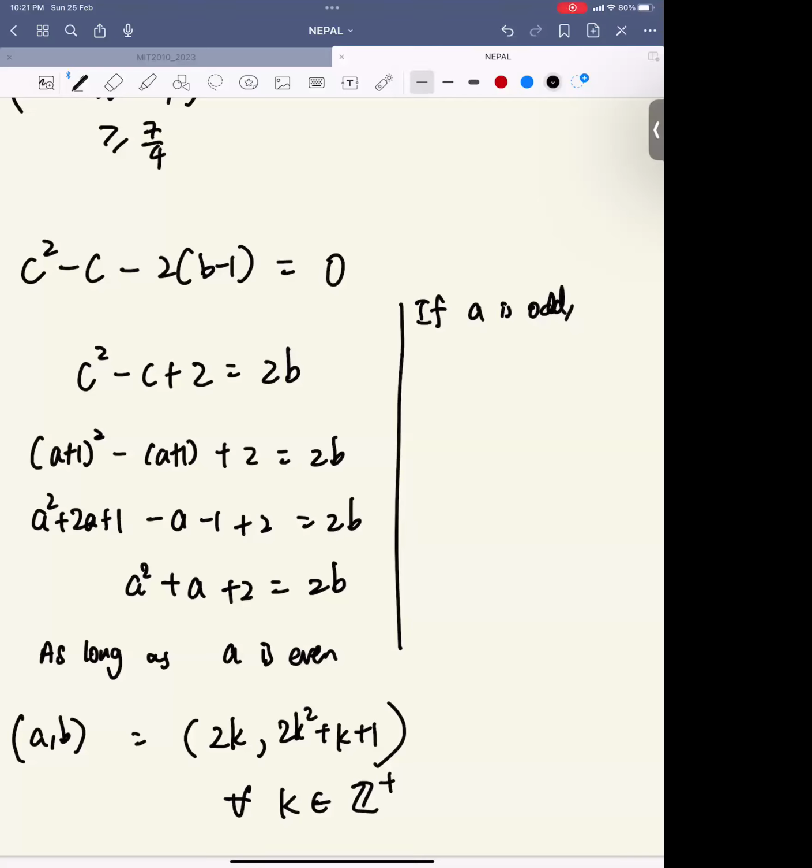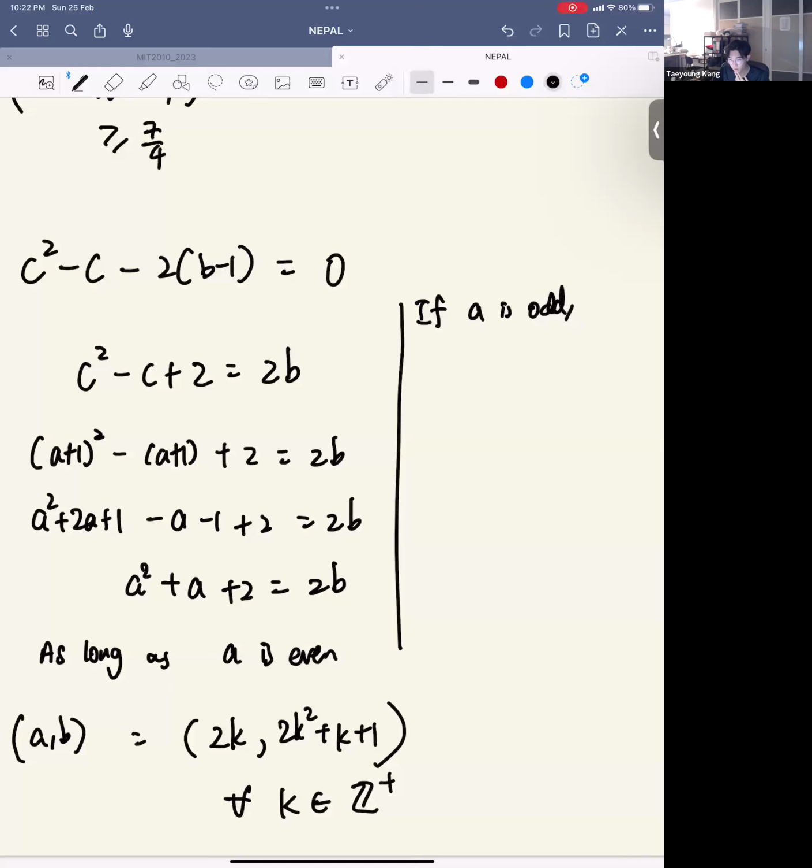Someone here says 3,7 is a solution. I don't think 3,7 is a solution because 4 doesn't divide 6. Oh, okay. I haven't really looked at the questions, so I guess not.